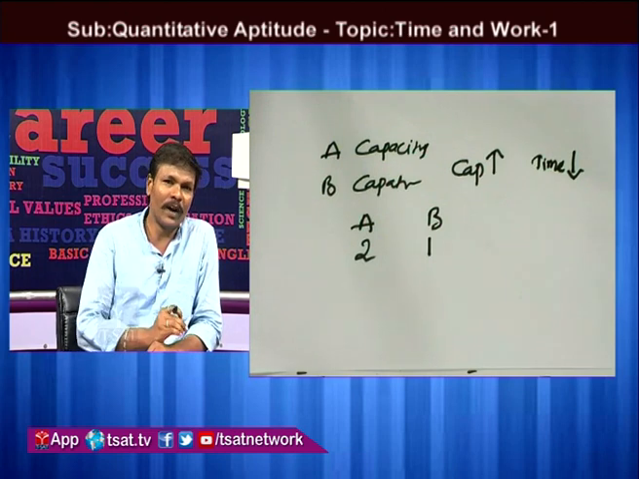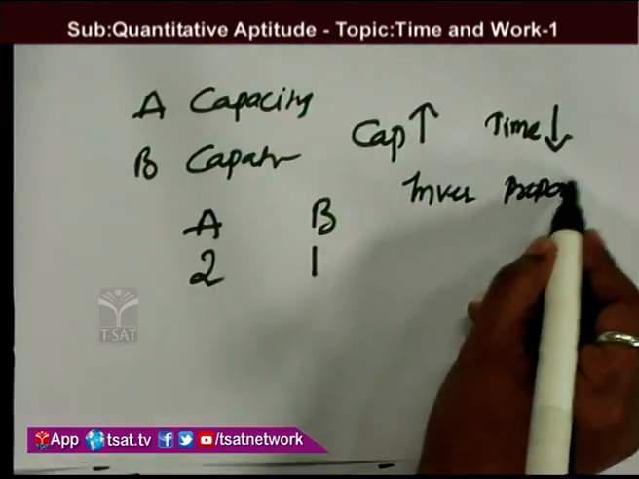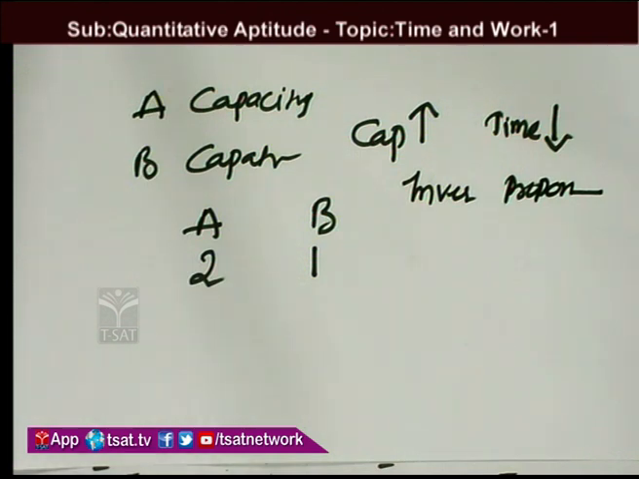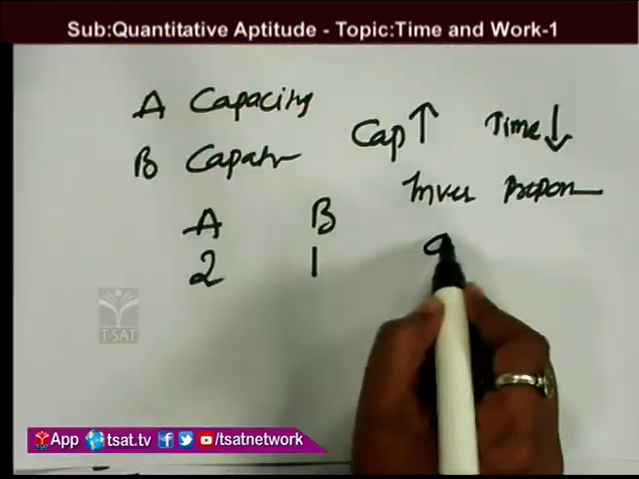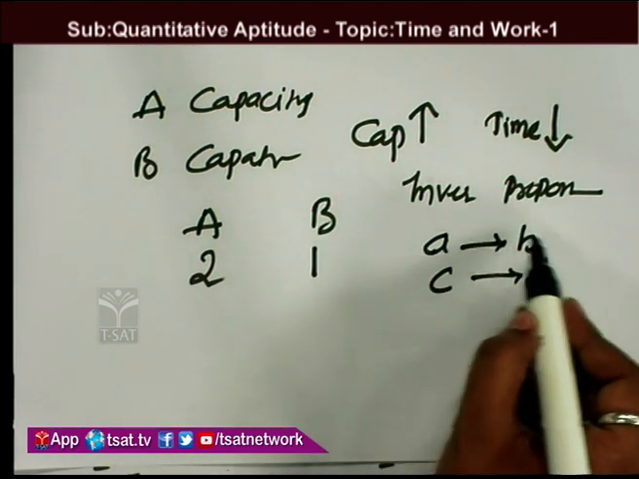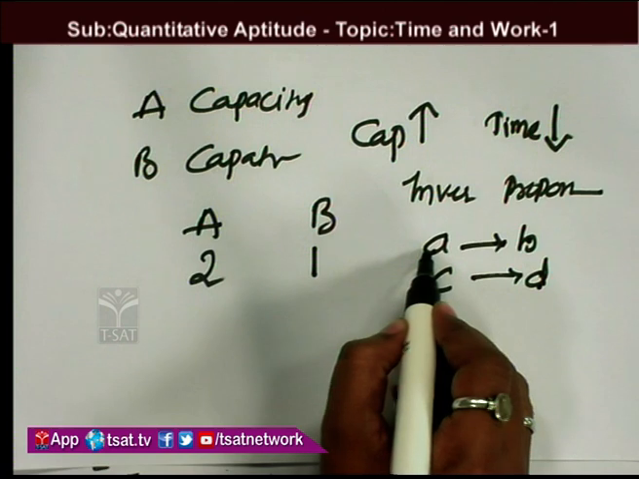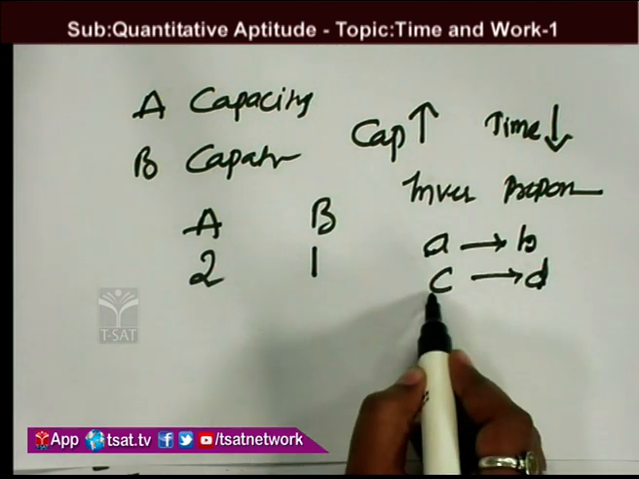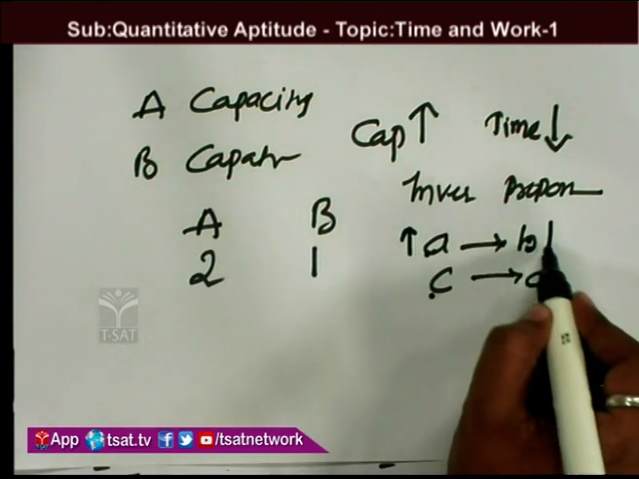So this is known as the inversely proportional theory. It means if one quantity is increasing, the dependent quantity will be decreasing in the same manner. In inversely proportional, if we have quantities A to B, then C to D, that means A is one capacity and B is its working time, C is another capacity and D is its working time. As capacity increases, days decrease.